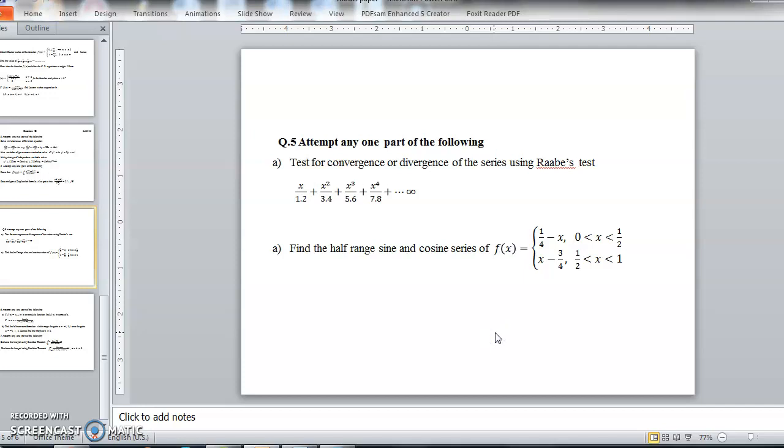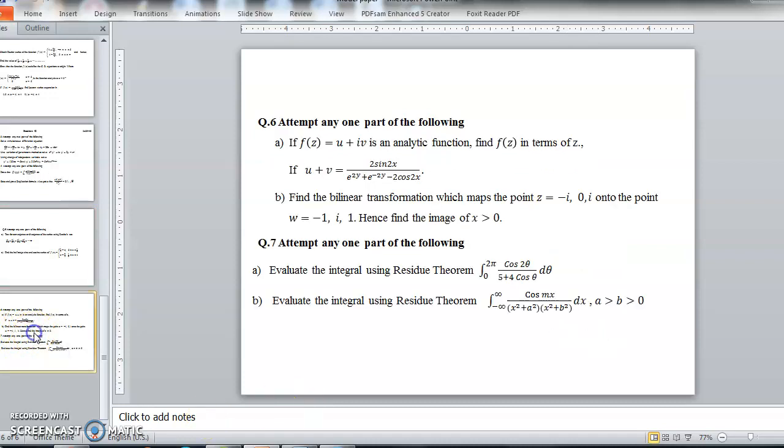Now we come to the next questions, that means question number 6. Here attempt any one part of the following. f(z) is equal to u plus iv is an analytic function. Find f(z) in terms of z, if u plus v is equal to 2 sin 2x upon e to the power 2y plus e to the power minus 2y minus 2 cos 2x. First you write the value of e to the power 2y plus e to the power minus 2y in terms of hyperbolic function. We can write this as equal to 2 times cos hyperbolic 2y. And then taking 2 common from numerator and denominator, you can solve this one, right?